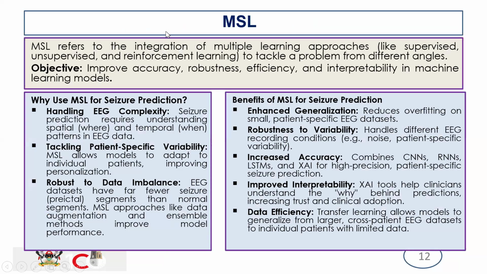We also looked at multi-strategy learning, a strategy that involves multiple learning approaches like supervised, unsupervised, reinforcement learning, and others, where we shall not only be dealing with one strategy, but a number of them aimed at enhancing generalization, increasing robustness to variability, increasing accuracy, and improved interpretability, as well as data efficiency.